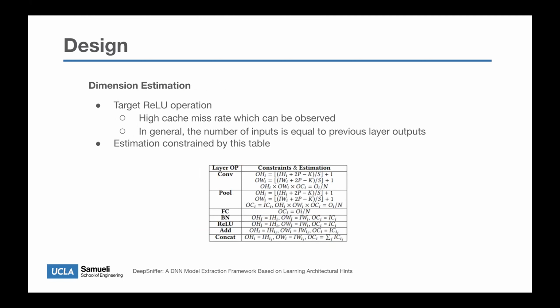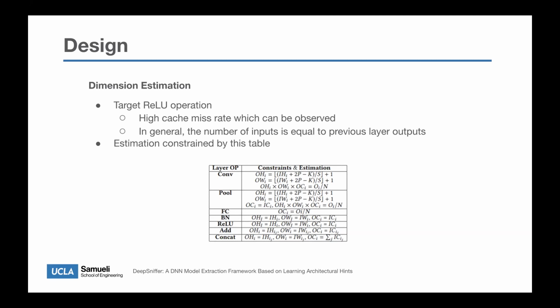So after they reconstruct the topology, they start to estimate the dimensions for these layers. They specifically targeted the ReLU operation because of its high cache miss rate. Since it has a high cache miss rate, the device has to bring in data from memory, and because of that, they're able to capture it during the side channel attack. Another reason they use ReLU is that in a ReLU operation, the number of outputs is equal to the number of inputs being fed into ReLU.